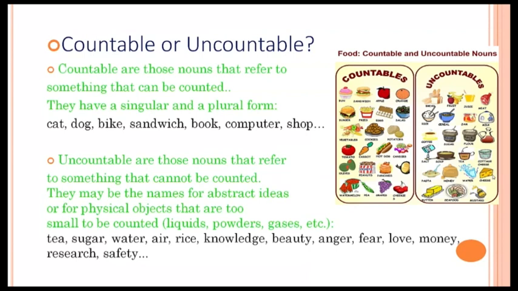Uncountable are those nouns that refer to something that cannot be counted. They may be the names for abstract ideas or for physical objects that are just too small to be counted, liquid, powder, gas, etc. For example, tea, sugar, water, air, rice, knowledge, beauty, anger, fear, love, money, research, safety.